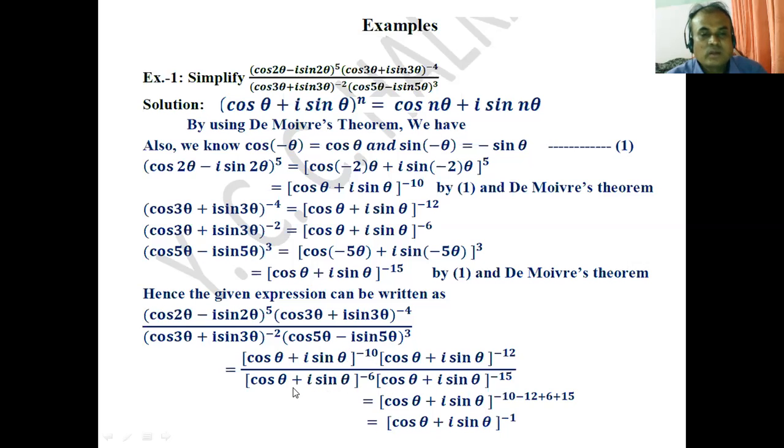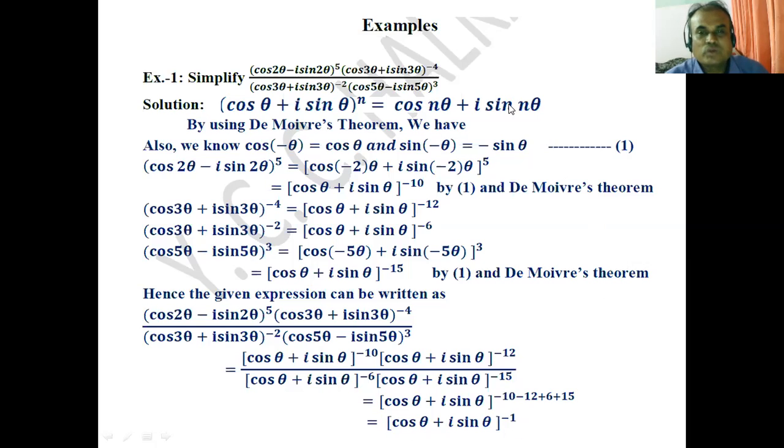And for the denominator factors, when we take them to the numerator, the sign of the power will be changed. Now cos theta plus i sin theta raised to 6 in the numerator, and cos theta plus i sin theta raised to 15 in the numerator. The base is the same, and therefore the addition is like that: cos theta plus i sin theta raised to power minus 10 minus 12 plus 6 plus 15. This is the calculation, we get the value minus 1. So cos theta plus i sin theta raised to minus 1.